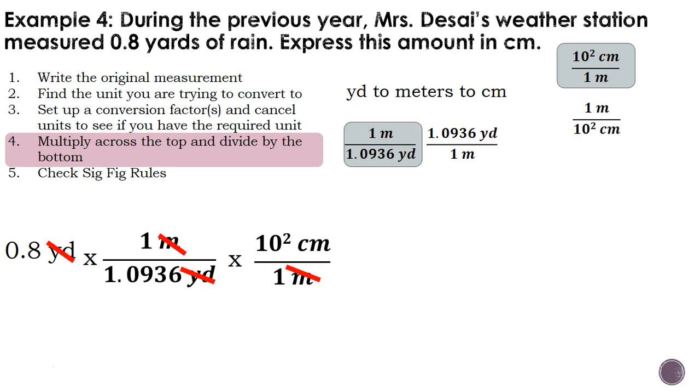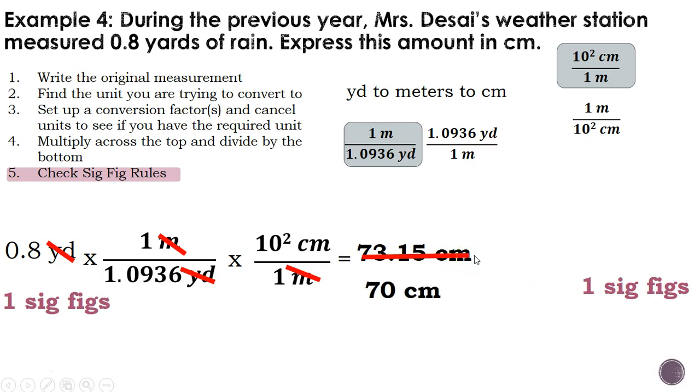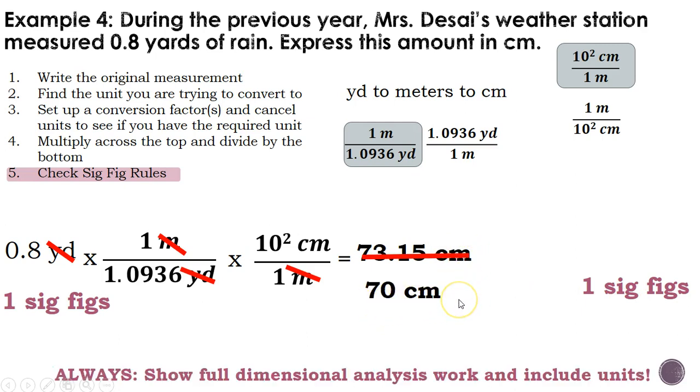Lastly, we just want to multiply across the top and then divide by the bottom to get our final answer. So 80 divided by 1.0936, we're going to divide that and we're going to get an answer of 73.15 centimeters. Lastly, just check your sig fig rules. In our original measurement, we have 1 sig fig. Right now, we have 4 sig figs, and that's not really going to work. So therefore, we need to change your answer to have only 1 sig fig. Therefore, you can change your answer to just 70 centimeters, and now you have your correct answer.